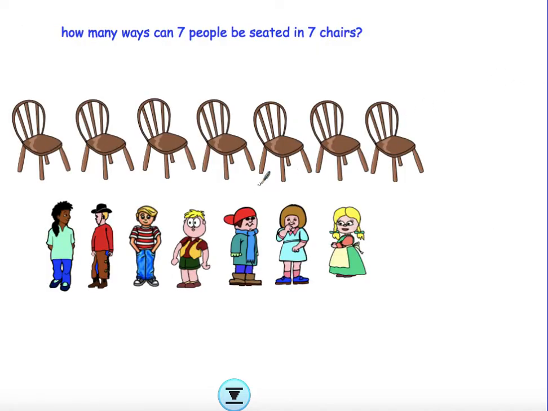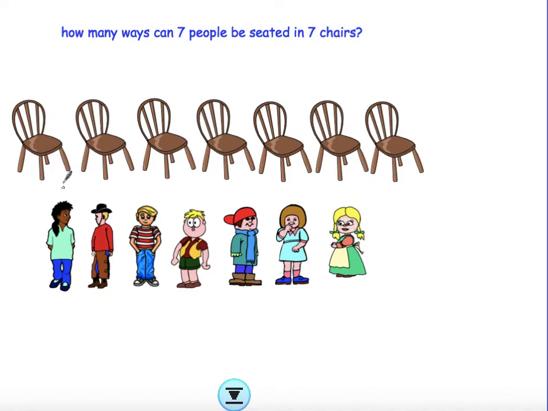All right, this is something that you might see on the ACT or SAT. How many ways can 7 people be seated in 7 chairs? When people read this question, they automatically think 49. And I know why you're doing that, but 49 is way off. Way off. Because you have to think about the fact that this person right here could go into any one of those chairs.